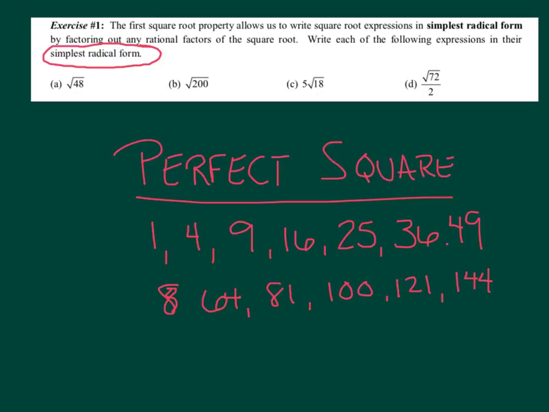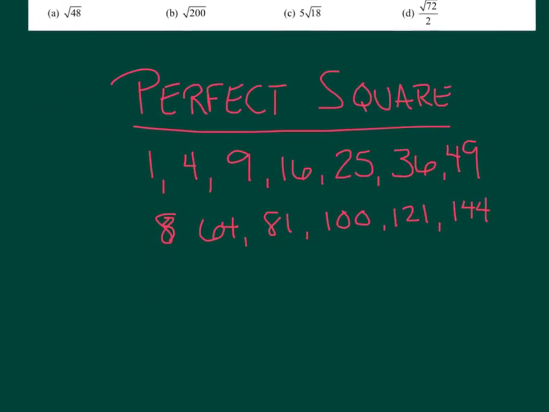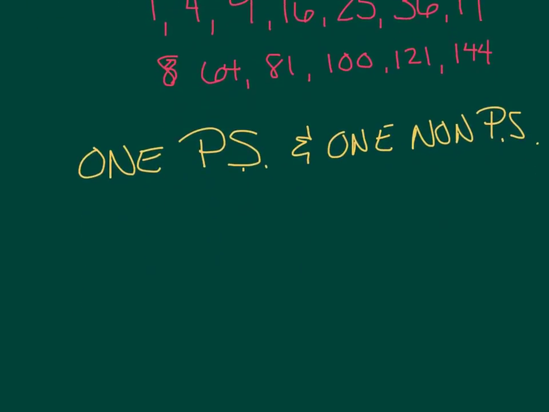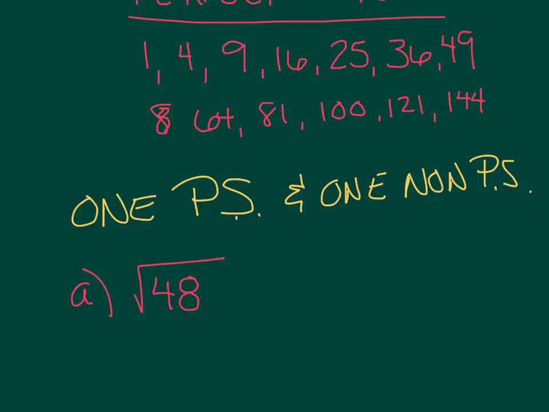Now, the idea is we want one perfect square, I'm going to use PS for perfect square, and one non-perfect square. Alright, that's my goal. I need a perfect square and not a perfect square. So let's take example A, radical 48. I need one perfect square and one not perfect square that go into that. Now, in general, I want to pick the biggest perfect square I can find.